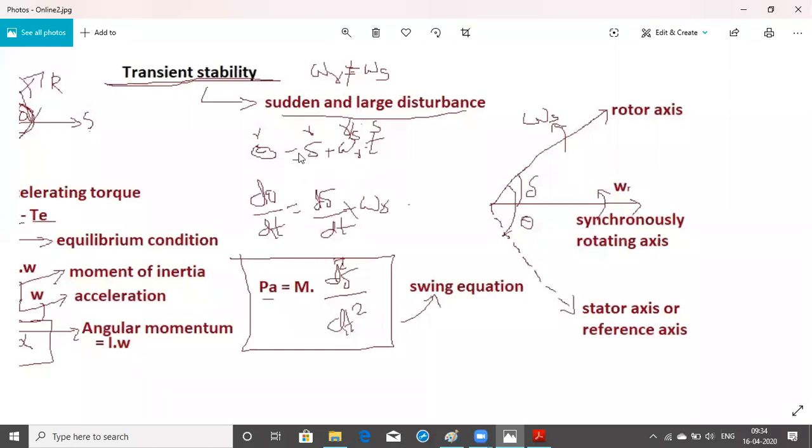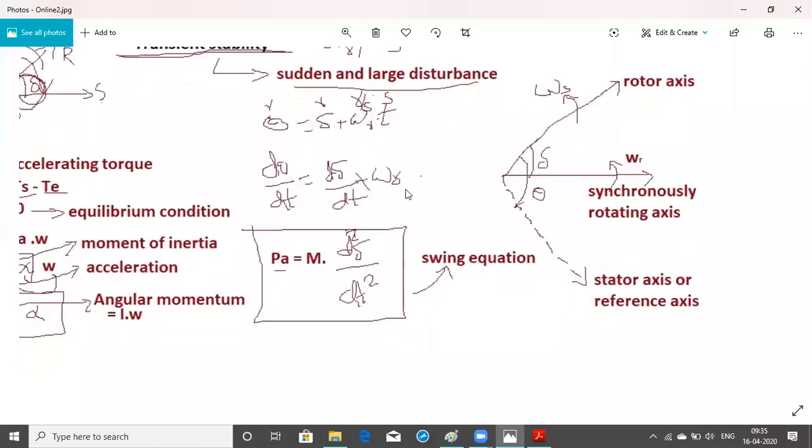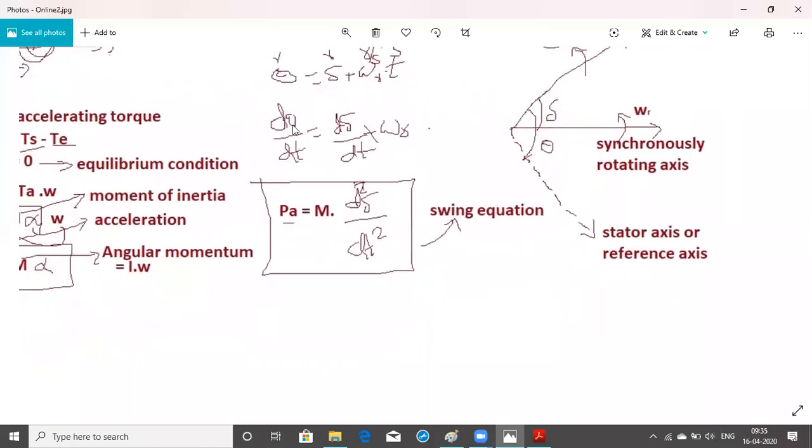Every angle should be in terms of radians. Theta is in radians, delta is in radians, and omega r should also be in radians, but it is actually radians per second, so we multiplied with time. After differentiation, we got d theta by dt equal to d delta by dt plus omega r. Differentiating again, we get d squared theta by dt square equal to d square delta by dt square. What is this d square theta by dt square? It is nothing but alpha. Alpha is equal to d square theta by dt square.